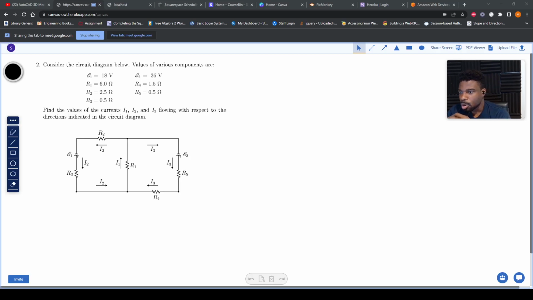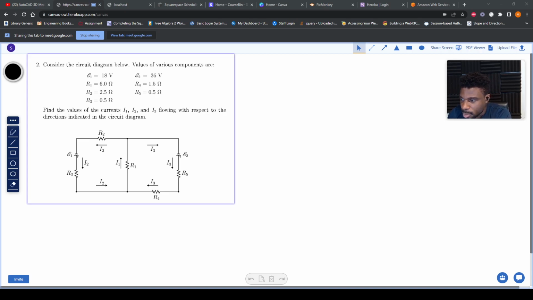Okay, so this problem is a circuit problem, and the problem says to consider the circuit diagram below. The values of various components are given. So our E1 here represents the voltage of battery 1 over here, and our E2 here represents the voltage of battery number 2 over here. And then the R's are all the resistance values, right? So R5, R4, R1, R2, and R3.